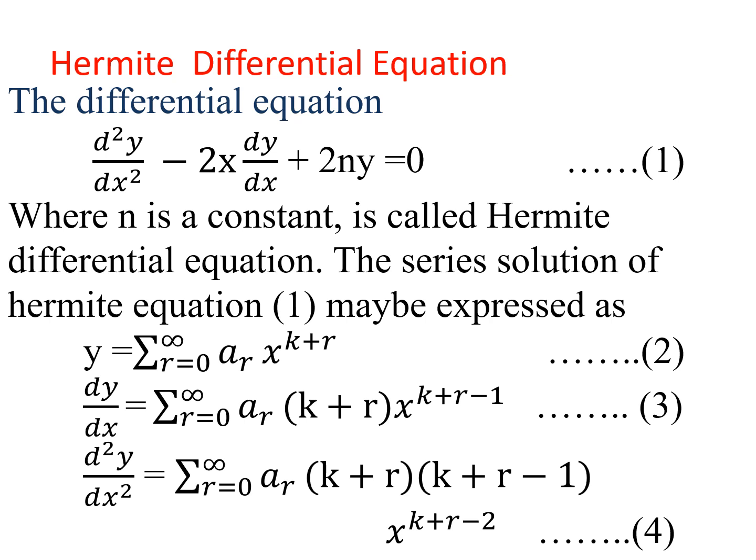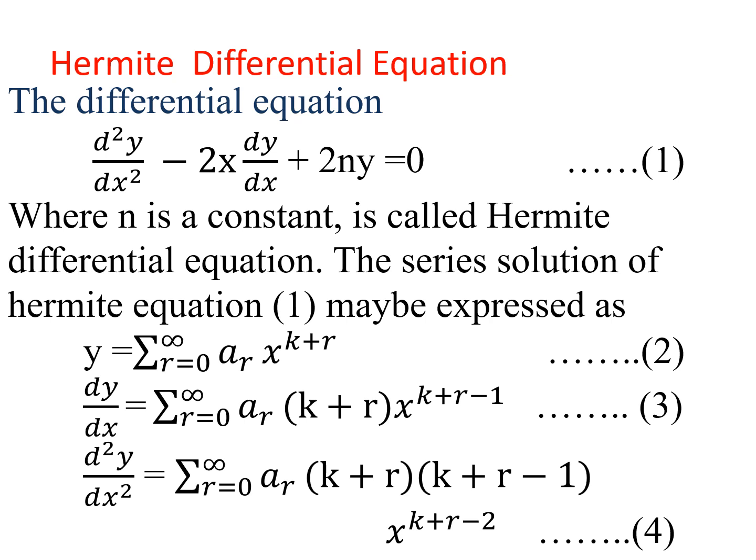The series solution of the Hermite equation 1 may be expressed as y is equal to summation r varies from 0 to infinity a_r x power k plus r. This is equation 2. Differentiate this equation with respect to x. We are getting summation r varies from 0 to infinity a_r (k plus r) into x power k plus r minus 1. Again differentiate this equation 3 with respect to x.